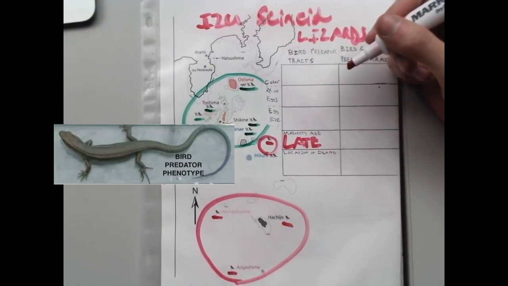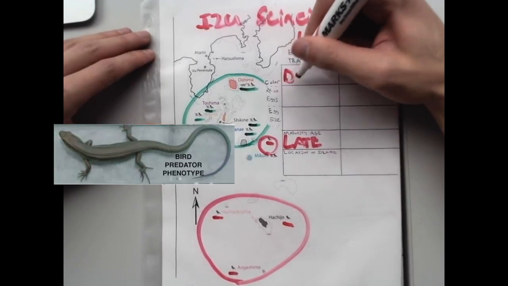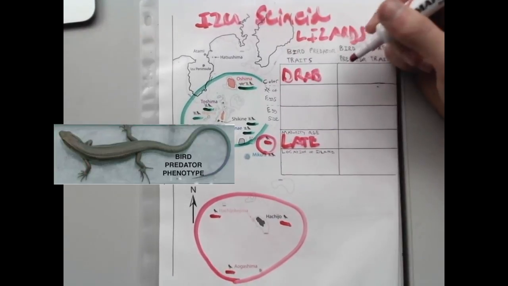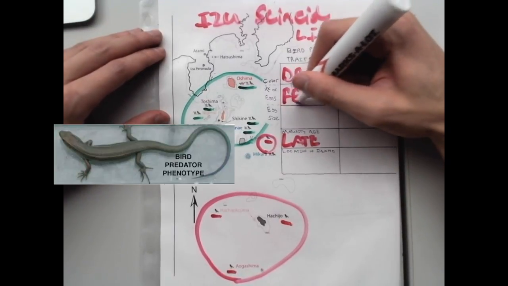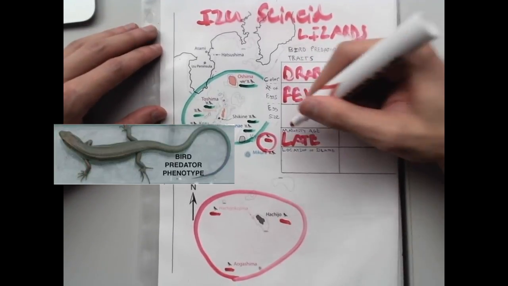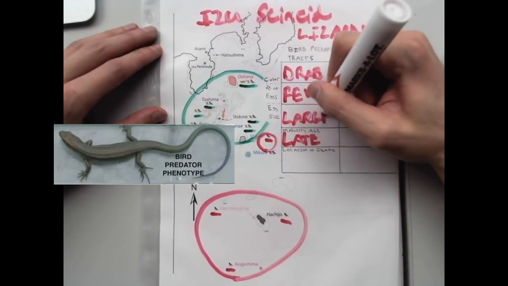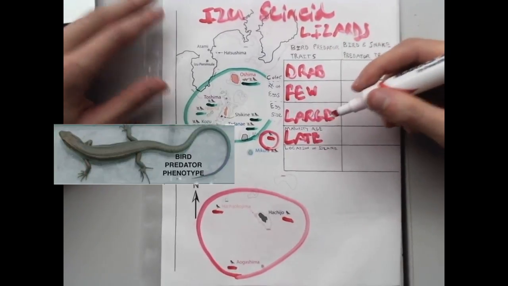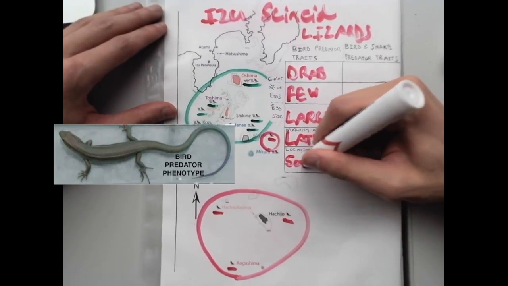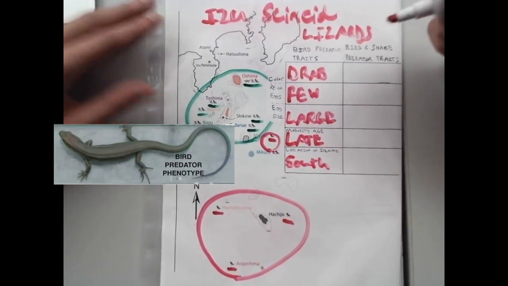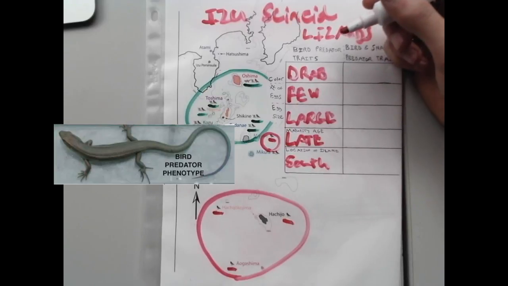They tend to be drab-brown in color, so I'm just going to write drab right here. They tend to lay relatively few eggs, so I'm going to say relatively few right here. And the egg size is quite large. And then we saw it's relatively large for eggs. And then we see that the location tends to be in the south. And that's for bird predator traits only for those lizards.